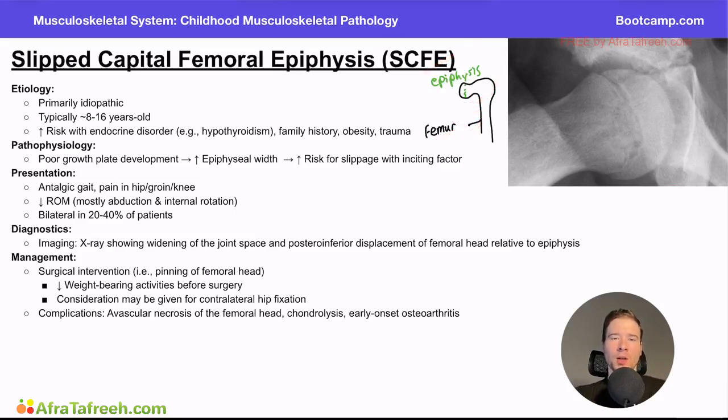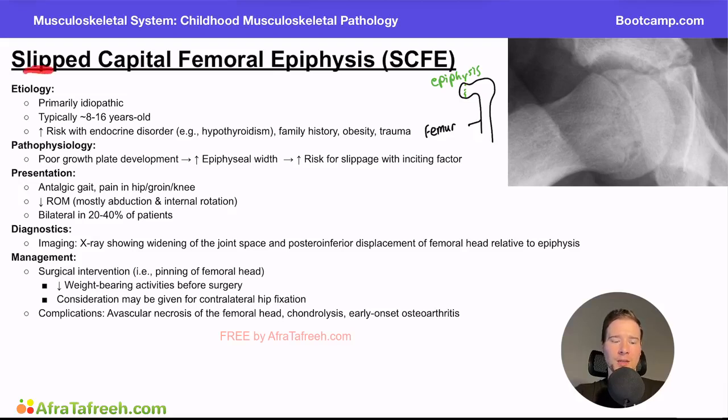Remember in childhood, a lot of the growth occurs at the epiphysis, and the epiphysis, or the epiphyseal plate, is essentially the growth plate. That's where a lot of the actual growing of the bone occurs. As you go through a growth spurt and you get older and taller and the bones elongate, this is the primary site where this happens. So if something happens to this area right here, that can obviously cause problems for patients later on.